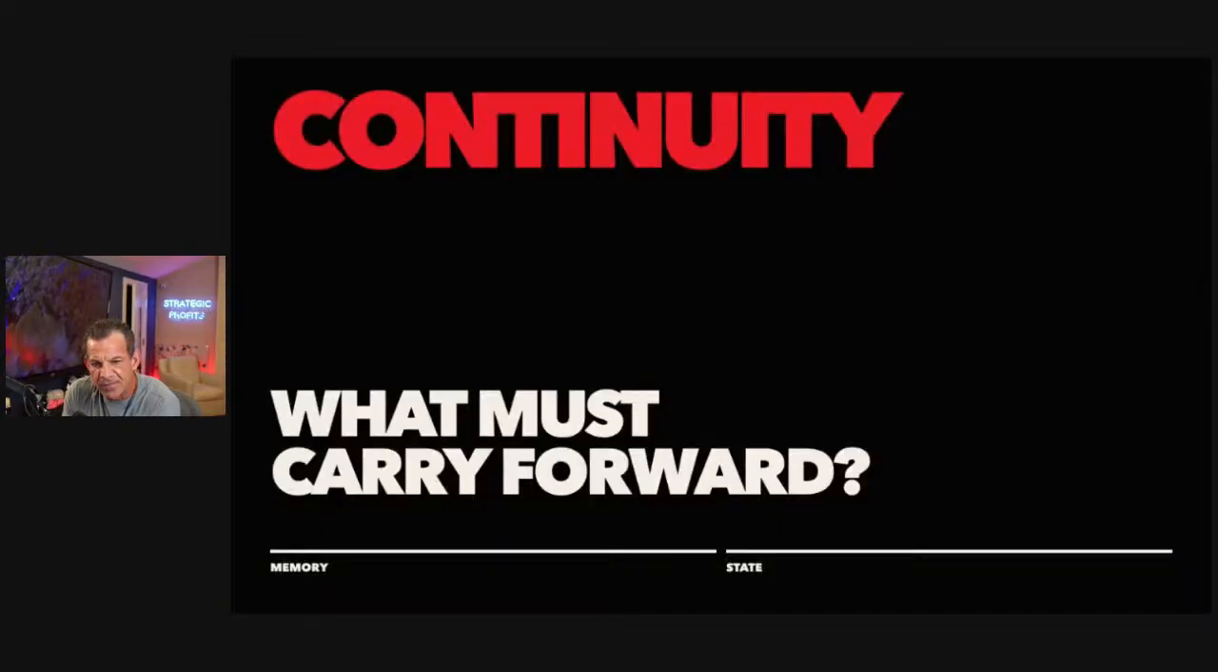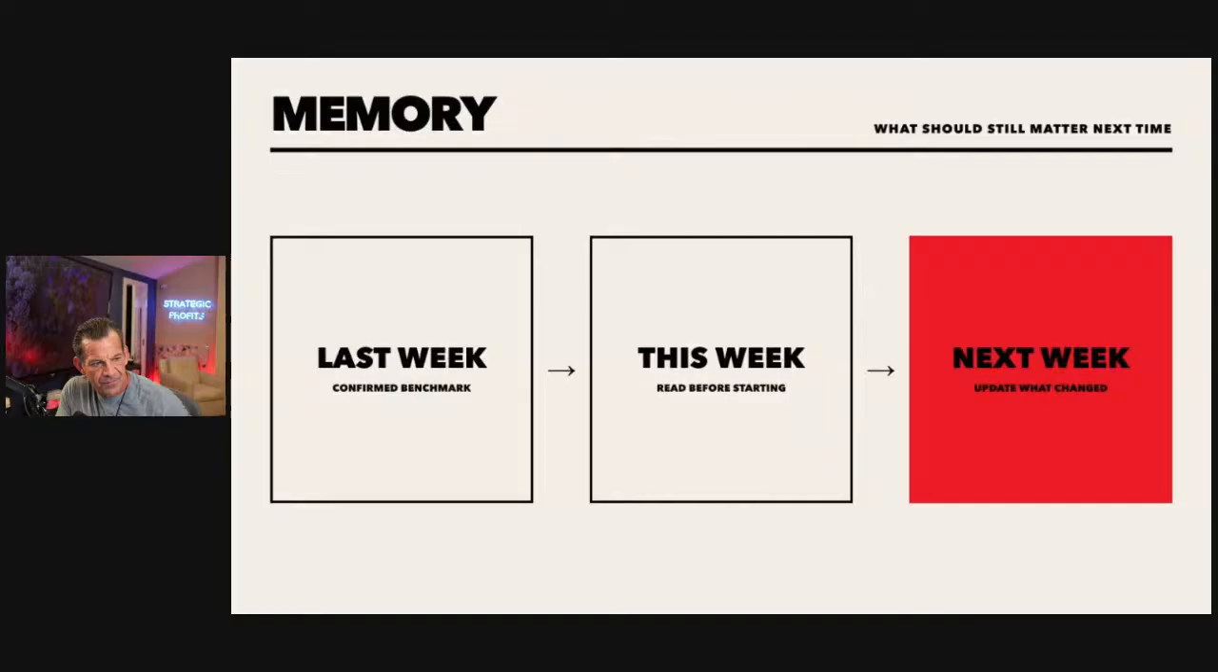Continuity. That's number 3. What must carry forward after this moment, and what only needs to survive the current run? What needs to end? What needs to survive? Memory answers what should still matter next time. Save only what the next run needs, such as a confirmed benchmark, any decisions you made, a pricing record, but not the entire conversation.